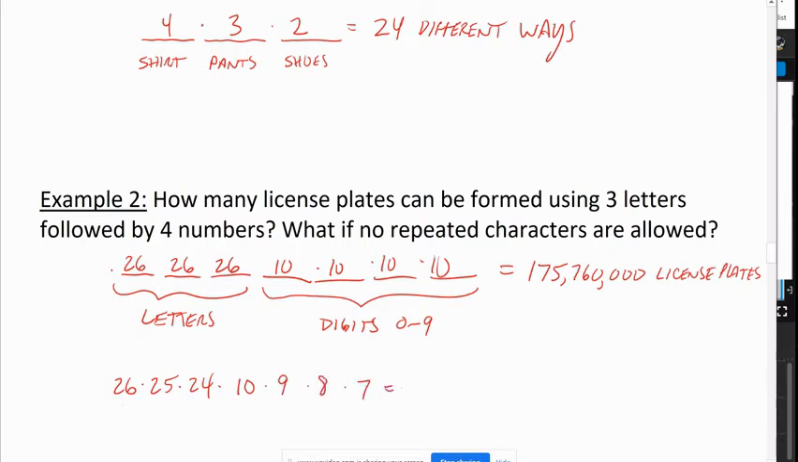So if I multiply them now, I get 26 times 25 times 24 times 10 times 9 times 8 times 7. And that is 78,624,000. So that's 78,624,000 license plates. That's if we don't allow any repeated characters.